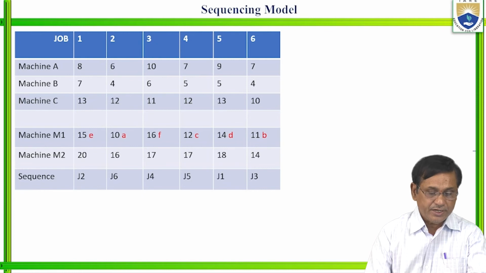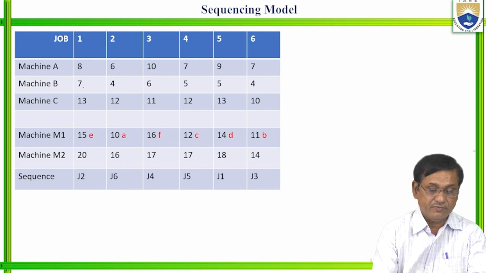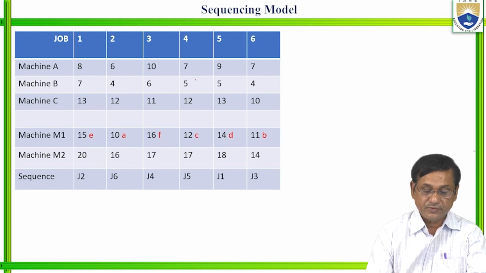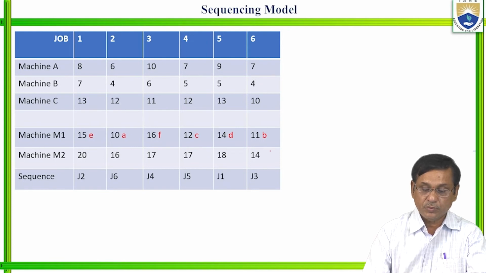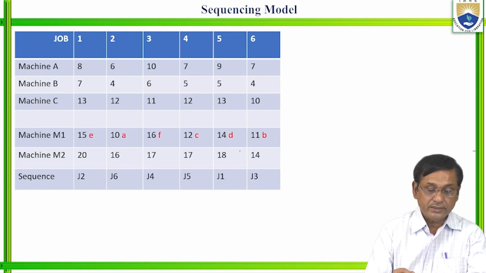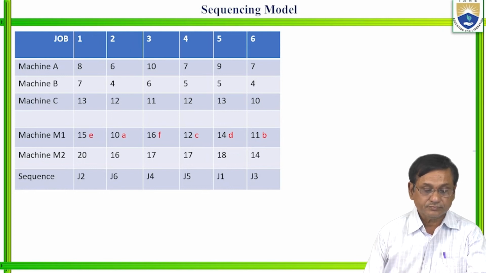Now the timings corresponding to this. Let us say fictitious machines M1 and M2. Corresponding to machine M1, we add the first two: 8 plus 7 is 15, 6 plus 4 is 10, 10 plus 6 is 16, 7 plus 5 is 12, 9 plus 5 is 14, 7 plus 4 is 11. For the second machine, 7 plus 13 is 20, 4 plus 12 is 16, 6 plus 11 is 17, 5 plus 12 is 17, 5 plus 13 is 18, 4 plus 10 is 14. Like that we can find the timings.